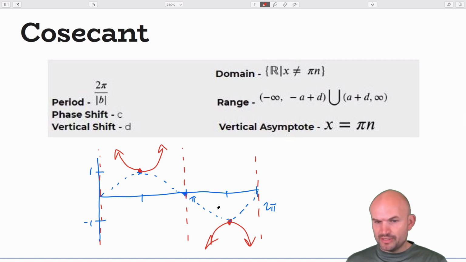So this is the initial period. Again, I provided the sine graph as the dashed line. It's not a part of the graph. That's why I changed the colors. But I did it so you could see again where those points and everything come from.